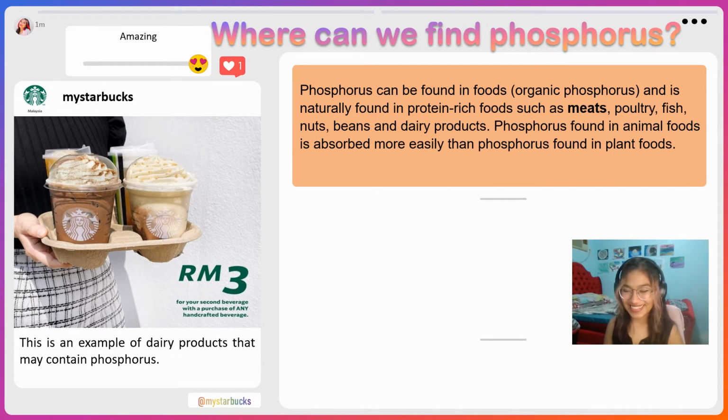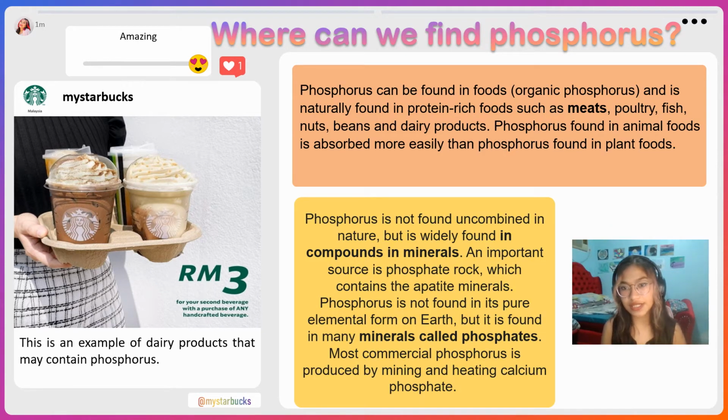Phosphorus can be found in foods and is naturally found in protein-rich foods such as meat, poultry, fish, nuts, beans, and dairy products. Here in the photo is a Starbucks coffee. This is an example of dairy products that may contain phosphorus. Phosphorus found in animal foods is absorbed more easily than phosphorus found in plant foods. Phosphorus is not found uncombined in nature but is widely found in compounds in minerals.